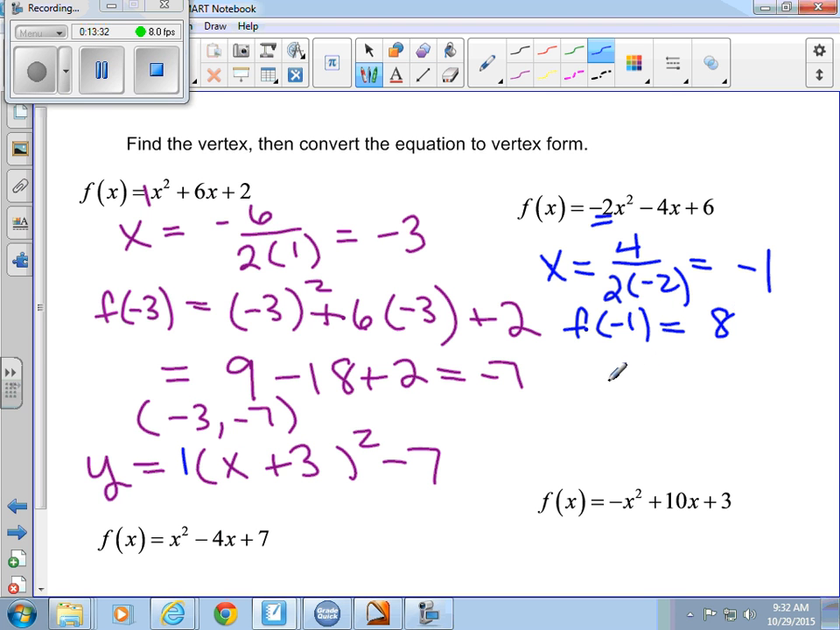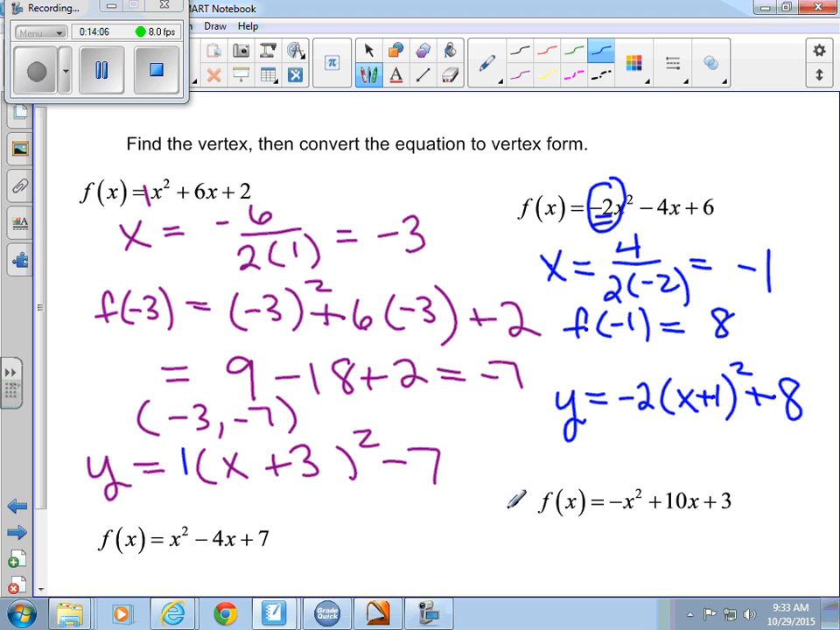Eight. Did we get 8? What is A? Perfect. Any questions about that? Yep, the A is the same in both forms. So that number in front is the same number in front either way.